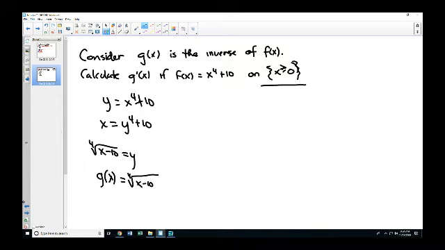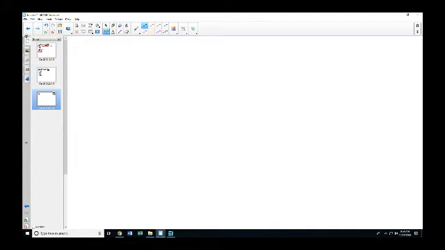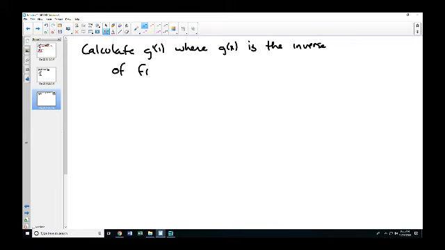Okay, here, let me give you a problem and see what you think. Calculate g prime at 1, where g of x is the inverse of x plus e to the x.